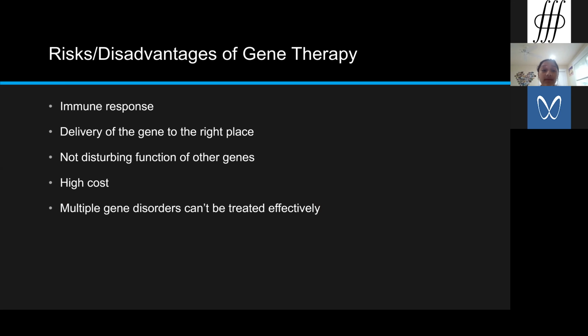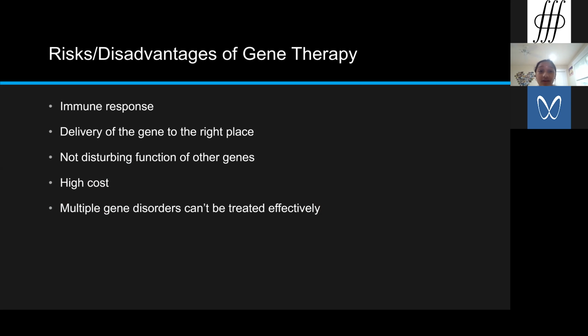Another problem is making sure that you're not disrupting the function of other genes. Ideally, the new genes should integrate themselves into the genome and continue working for the rest of the person's life. But if it's inserted into the path of another gene, it'll disrupt its activity and could result in damaging effects in cell division regulation, which could result in cancer.